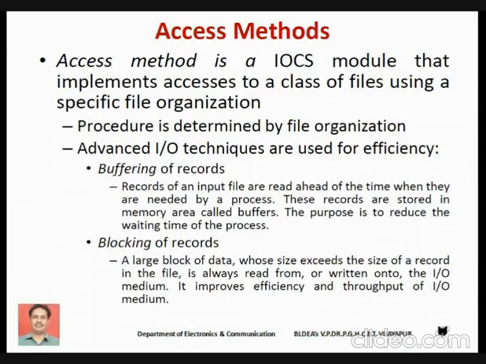In the case of a file system, as all data is stored on the hard disk, there exist small functions to access data from the disk. These functions are called access methods. An access method is an IOCS module, meaning a function that implements access to a class of files using a specific file organization. Depending on the type of file organization, we can implement access to that particular record. So access methods are the functions written to access data from the disk.